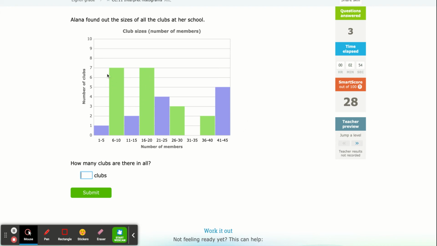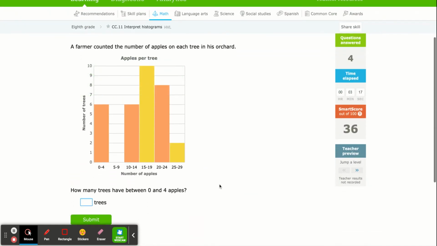So I got to add 1 to 7, that's 8. 8 plus 2 more is 10. 10 plus 7 more is 17. 17 plus 4 is 21. Plus 3 is 24. Plus 2 is 26. Plus 5 is 31. There were 31 clubs. There weren't any clubs that had between 31 and 35 members. So I actually had to add all those up.